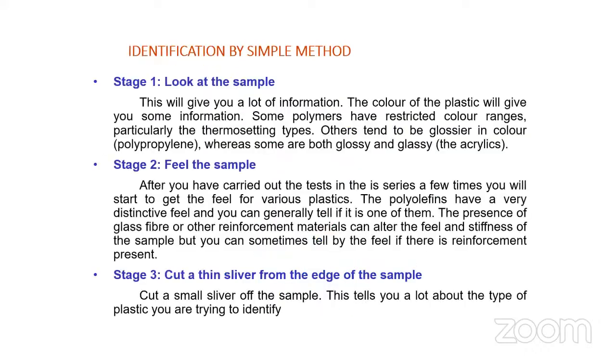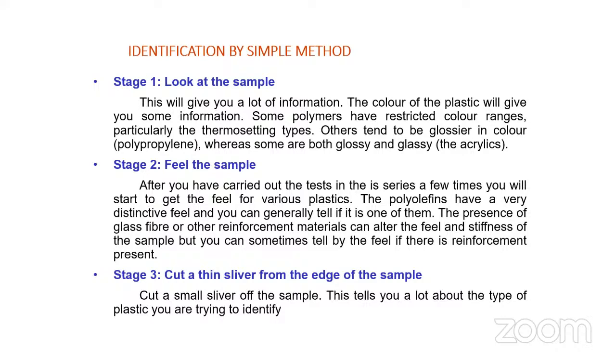Okay, so first of all, what kind of observations can you make by seeing the polymeric material? Okay, in identification by simple methods, stage one is that if you see the sample, this will give you a lot of information.